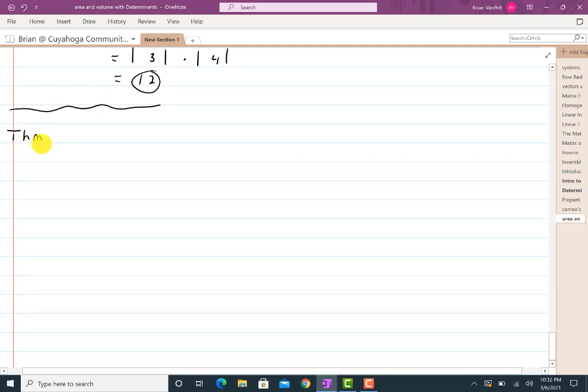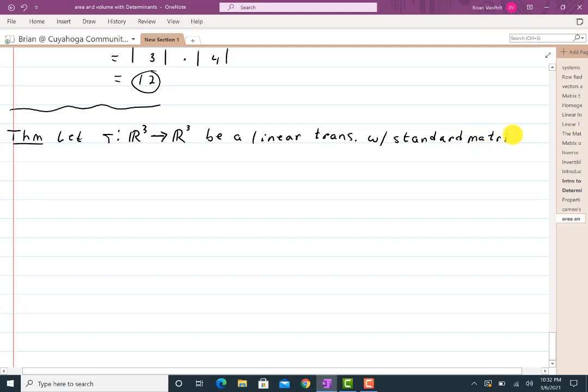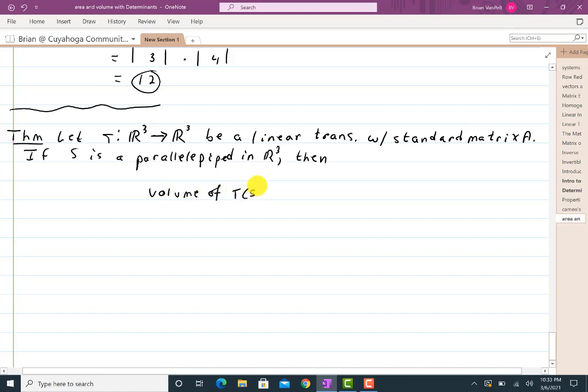Another theorem. Let T from R3 into R3 be a linear transformation with standard matrix A. If S is a parallelepiped in R3, then the volume of T of S equals the absolute value of the determinant of A times the volume of S.